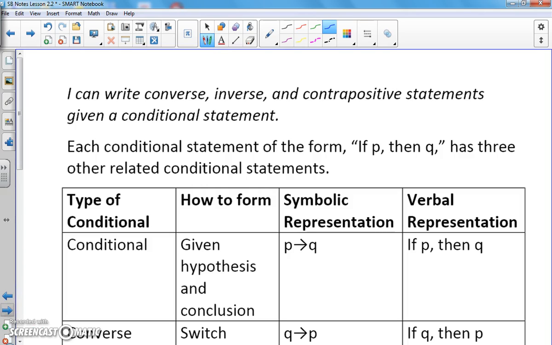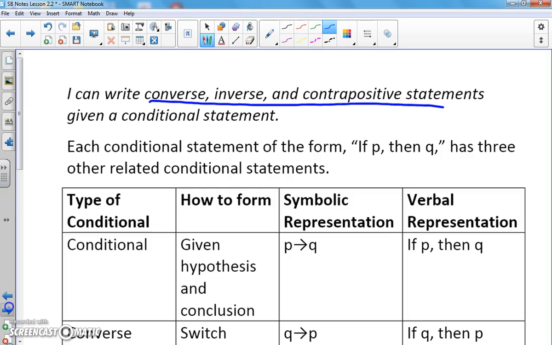So let's move on and talk about converse, inverse, and contrapositive. This is one of the major concepts in this unit. So you're going to need to find a way to keep all of these straight, because they're all very similar, and you will be responsible for knowing how to get from one to the other.